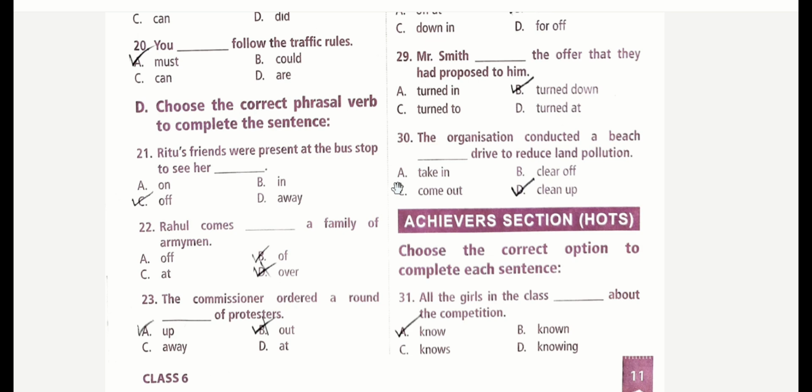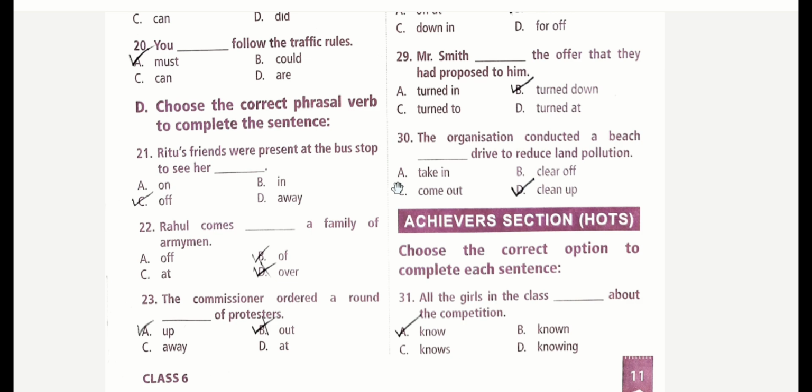Section D. Choose the correct phrasal verb to complete the sentence. So question number 21. Ritu's friends were present at the bus stop to see her dash. Options are on, in, off, away. So the correct answer is off because the phrasal verb see off is commonly used to describe accompanying someone who is leaving on a journey, usually to a transportation terminal like a bus stop or airport.